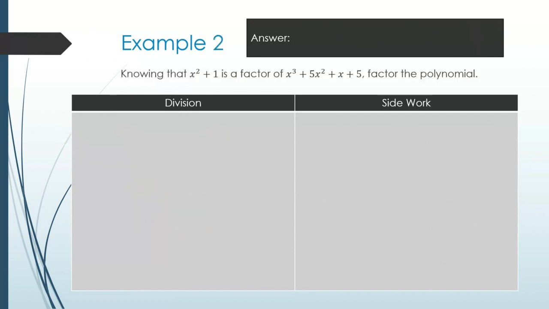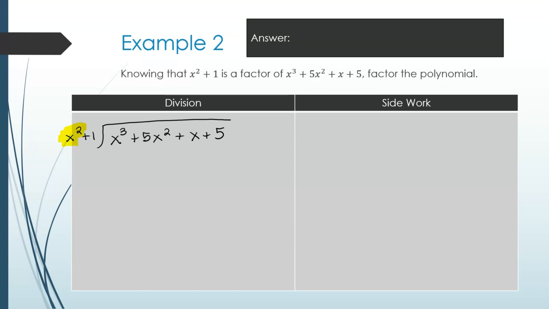So here's another example. Knowing that x squared plus 1 is a factor of x cubed plus 5x squared plus x plus 5, factor the polynomial. So if x squared plus 1 is a factor, that means when we divide, there will be no remainder. And the answer of the division will be the other factor. So I'm going to set up the division. X cubed plus 5x squared plus x plus 5. And I'm dividing by x squared plus 1.